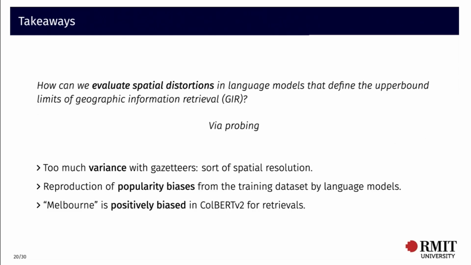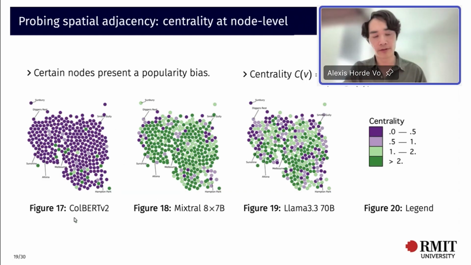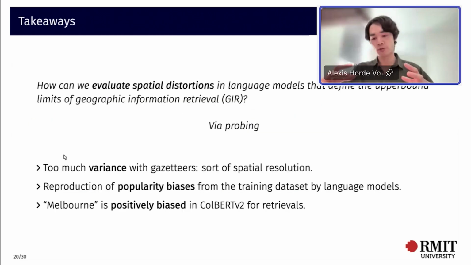So in terms of evaluation, we had this question: how can we evaluate spatial distortions in language models? The answer is via probing. We probe the language models by analyzing the outputs, and we could see that we have too much variance in comparison with gazetteers. We have a sort of proprietary bias that is extremely present in the language models, and bias is not necessarily negative for us. If we focus on the origin of the streets in Melbourne, it is a positive bias, because if we use, as a recap, Colbert, a small model, all the information would be better clustered around Melbourne.